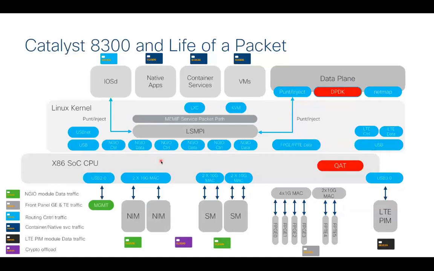So the 8300 2RU and 1RU life of a packet is the same, except that the models have only one NIM and one SM slot, with 10 gig for NIM and 10 gig for SM for backplane connectivity to the data plane.